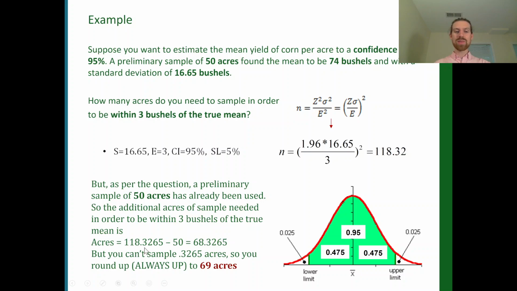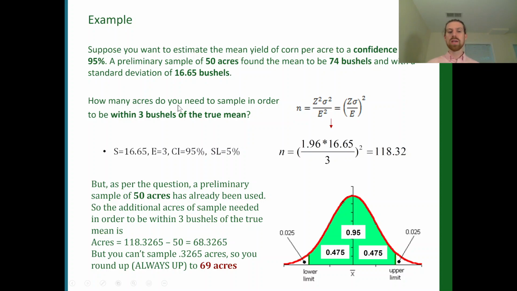So if we take 118.3265 minus 50, we get 68.3265. Obviously, we don't want to sample 0.3265 acres, and therefore we round up. We always want to round up to make sure that we're covering that full unit in the final acre that we're going to sample. So we get 69 acres, and that's the number we need to go out and sample in order to make sure that we get the level of precision that we want on this particular question.